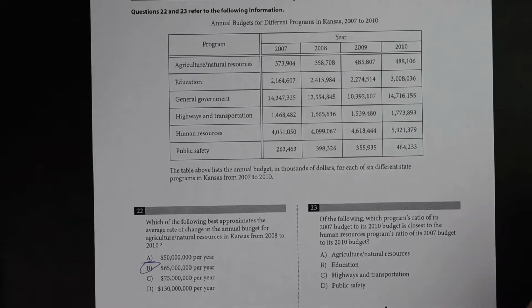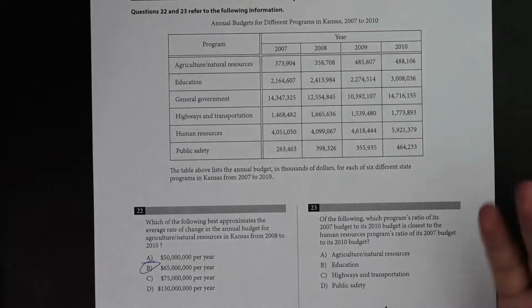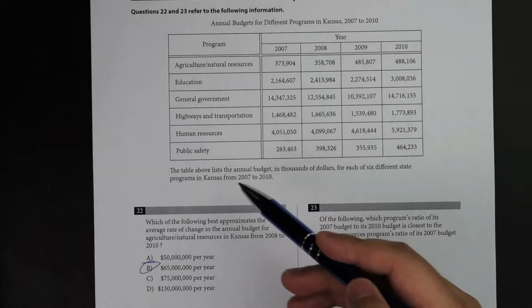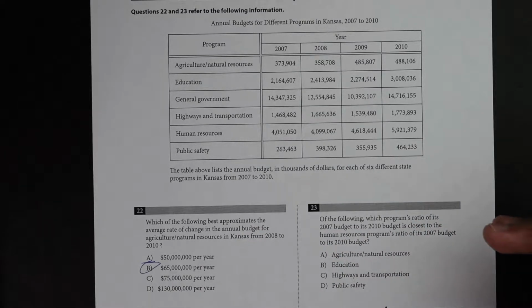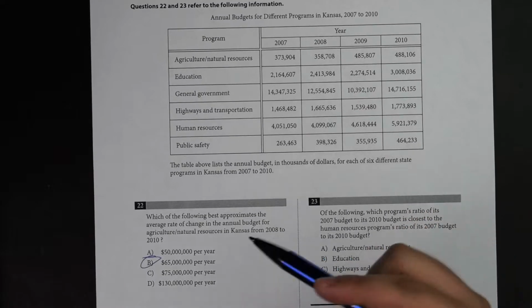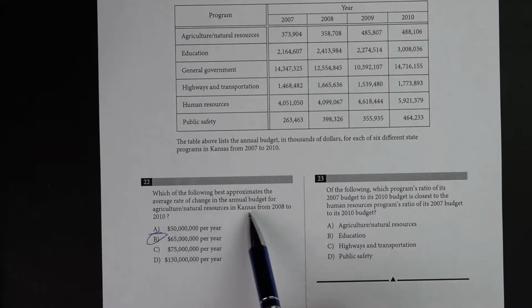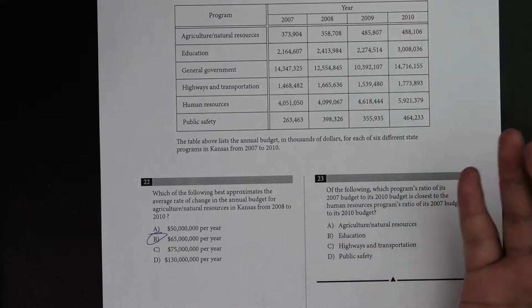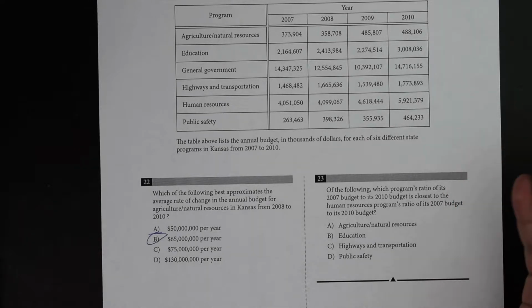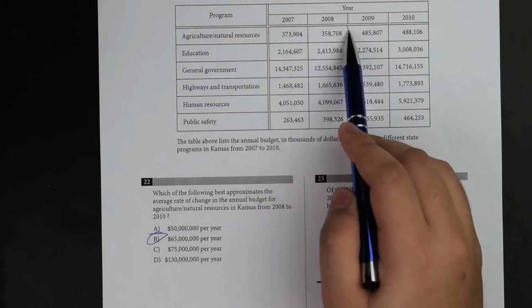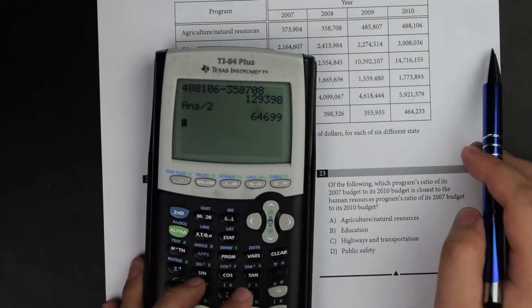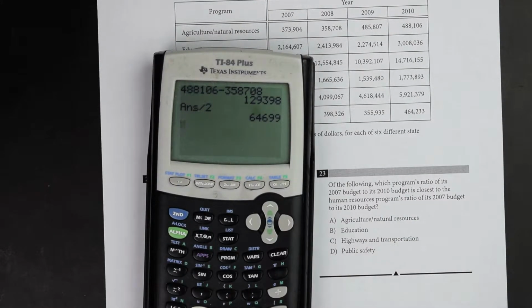When I was looking at this chart, I just noticed there's a lot of numbers. I noticed there's categorical data provided right here on the left. So right off, I thought, okay, I need to get to the problem and not get too caught up on the numbers here. So I looked right down here and it says, which of the following best approximates the average rate of change for the agricultural natural resources in Kansas for 2008 to 2010. So I looked right off at 2008 to 2010 and agriculture and noticed these numbers, and that's why I computed these numbers on the calculator.